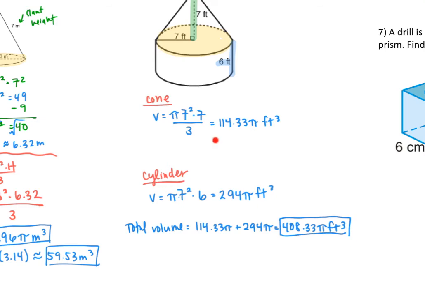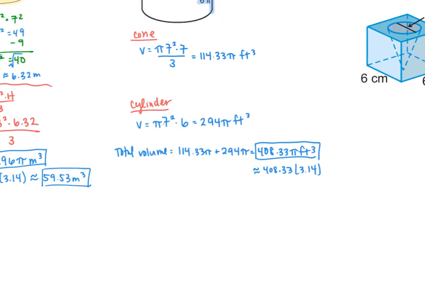If you wanted, you could find the approximate for the cone and the approximate for the cylinder and then add those two together if you wanted. You'd get the same answer. All right, so for my approximate, I'm just going to do 408.33 times 3.14, which you should get about 1,282.16 feet cubed.